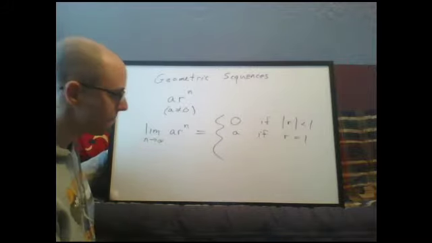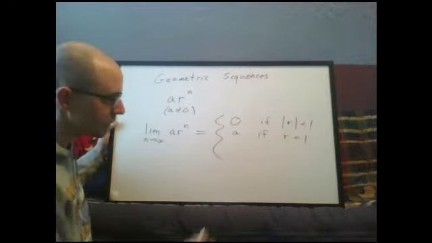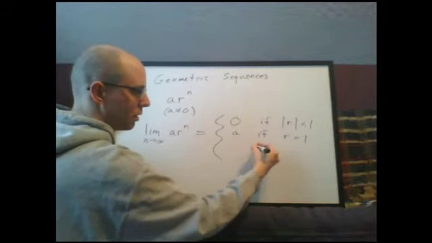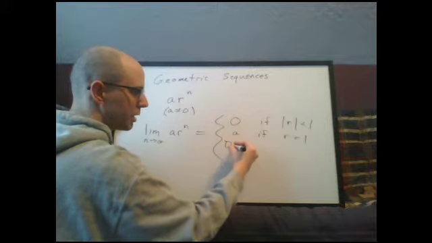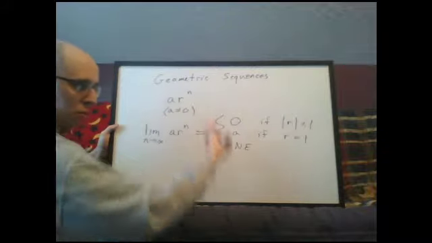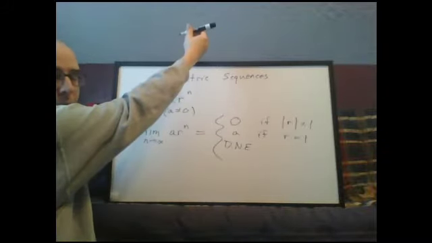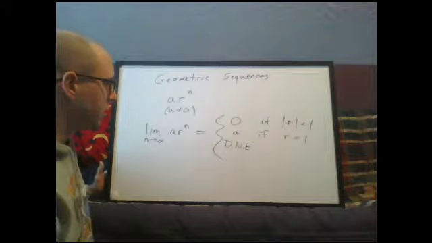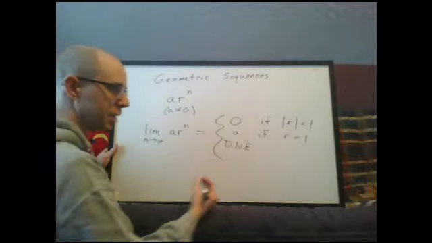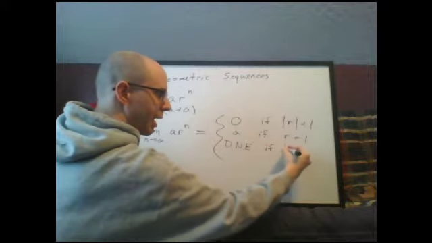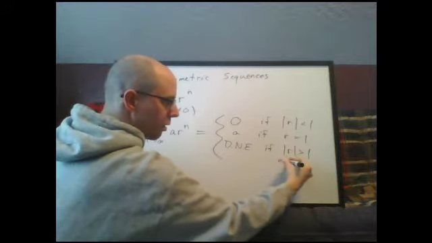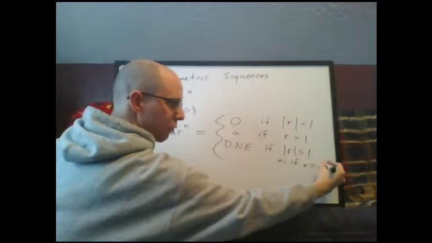Then the third possibility, other than these two situations, let's say does not exist. I don't want to say infinity because it might not go to infinity. It might alternate between very, very positive and very, very negative, or it might do other things. But the limit does not exist if the absolute value of r is greater than 1, or if r equals -1 exactly.